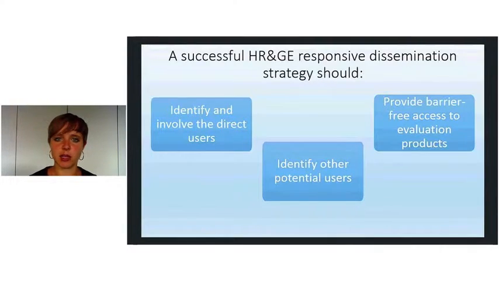So getting more specific, a successful human rights and gender equality responsive dissemination strategy should do three things. First, based on the stakeholder analysis, it should identify and involve the direct users of the evaluation. Second, it should identify other potential users who may benefit from the evaluation findings. These could be, for example, international and national human rights groups, women's rights and gender equality groups, and other civil society organizations, human rights duty bearers not directly involved in the project, and evaluation networks. Third, a human rights and gender equality responsive dissemination strategy should provide barrier-free access to the evaluation products.